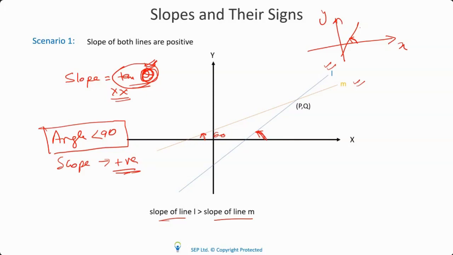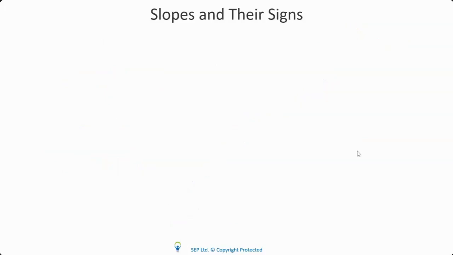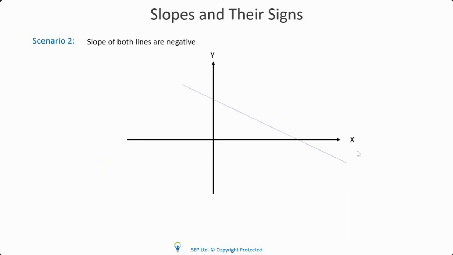Okay, good. The other case is where both of them can be negative, right? The slopes are both negative, and this is how you draw it. Okay. Notice when you're making the angle, you'll again make it in the anti-clockwise direction like this. This is the angle. This is the angle.